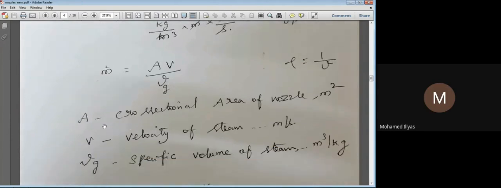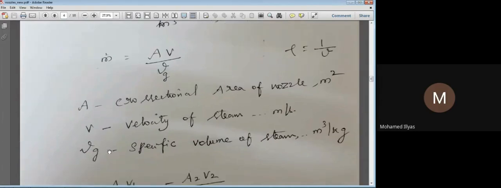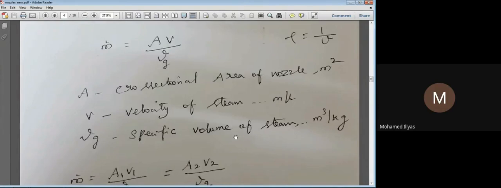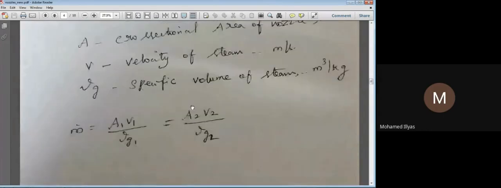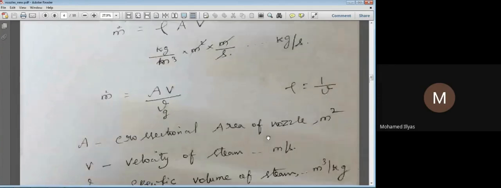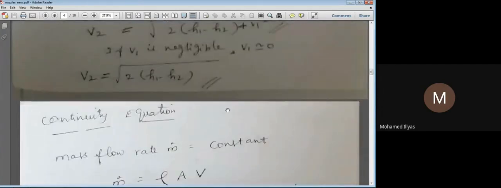Here A is the cross-section area of the nozzle, V is the velocity of the steam, and small vg is the specific volume of the steam. Since your mass flow rate remains constant, we can write m dot equal to constant. That we can write as A1 V1 by vg1 equal to A2 V2 by vg2. These two equations, mass flow rate and velocity at exit, are very important. They will be used to calculate the steam properties while we are designing the nozzles.